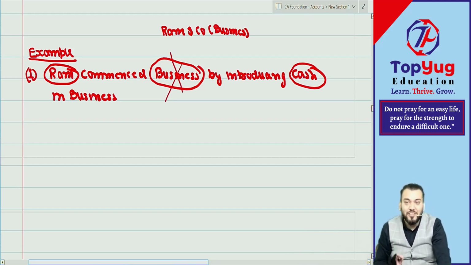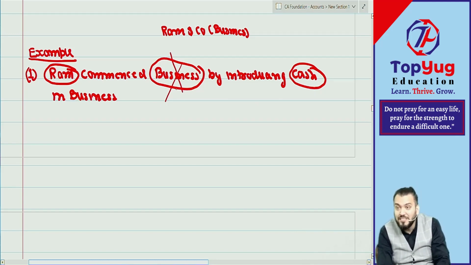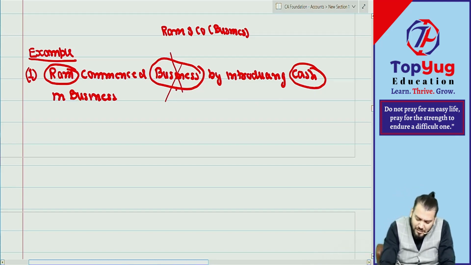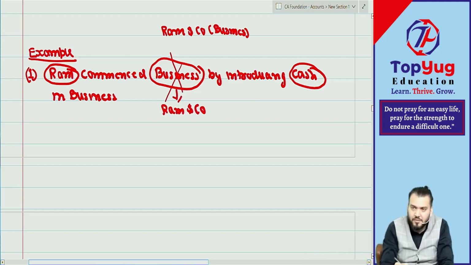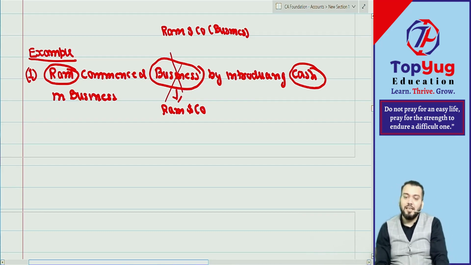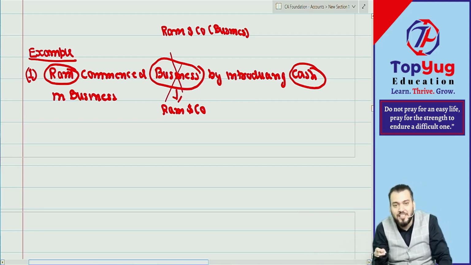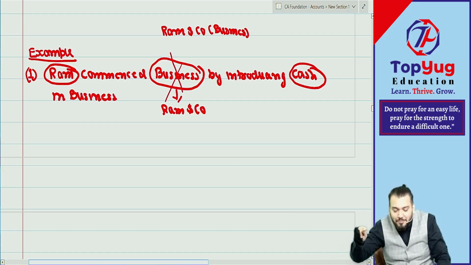Understood? So first you need to identify two aspects. Of course there were three items: Ram, business and cash. But we are doing accounting for the business. Write down the name of the business is Ram and Company. Ram Nayak commences a business with a trade name Ram and Company by introducing cash.